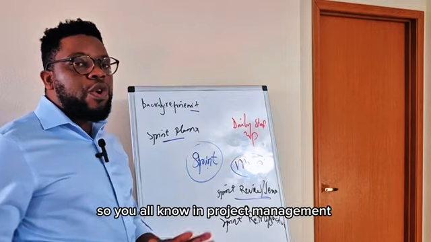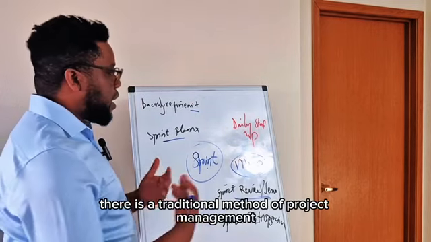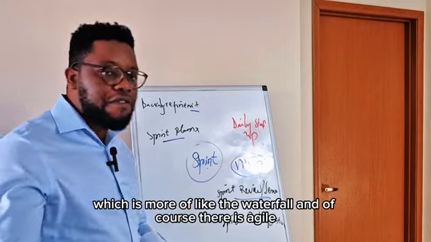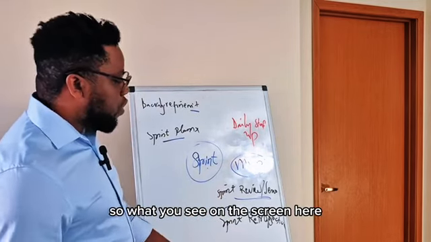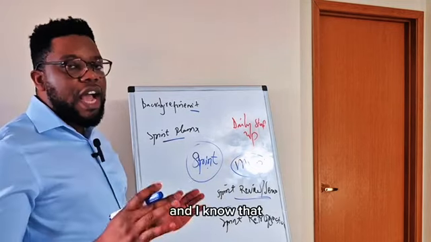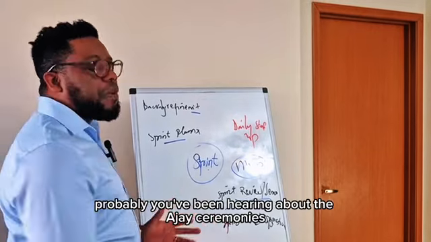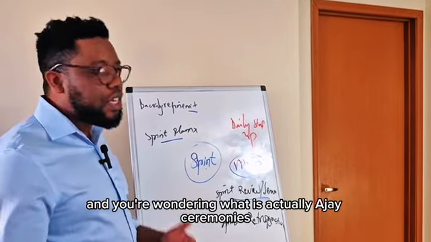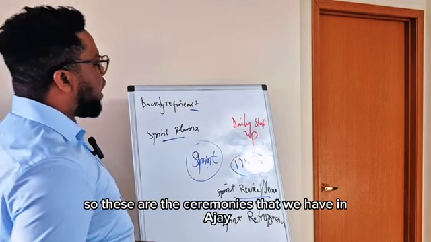So, you all know in project management, there is a traditional method of project management, which is more like the waterfall. And of course, there is Agile. So what you see on the screen here, or what you see on the board here, has to do with Agile. And I know that probably you've been hearing about the Agile ceremonies and you're wondering what actually are Agile ceremonies. So these are the ceremonies that we have in Agile.